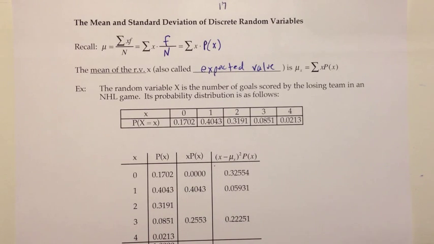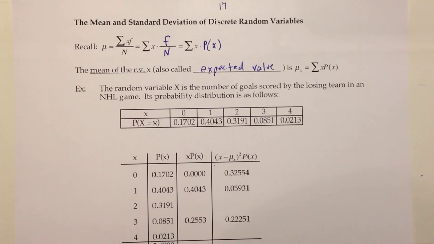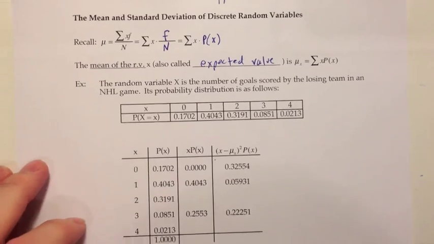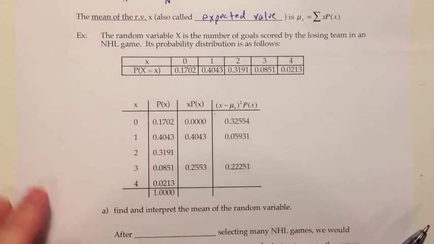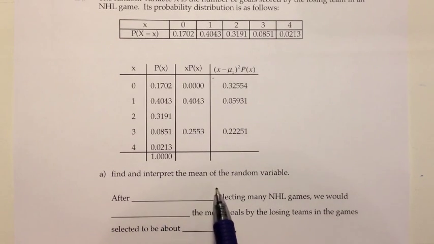So the random variable x is the number of goals scored by the losing team in an NHL game, which is National Hockey League, and its probability distribution is as follows, where the number of goals scored by the losing team can be 0, 1, 2, 3, or 4, and then the probabilities for them having that many goals when they lost a game is shown right below that. So we've got this chart here but no directions, so let's go down a little farther so we can see what they want us to do. Find and interpret the mean of the random variable.